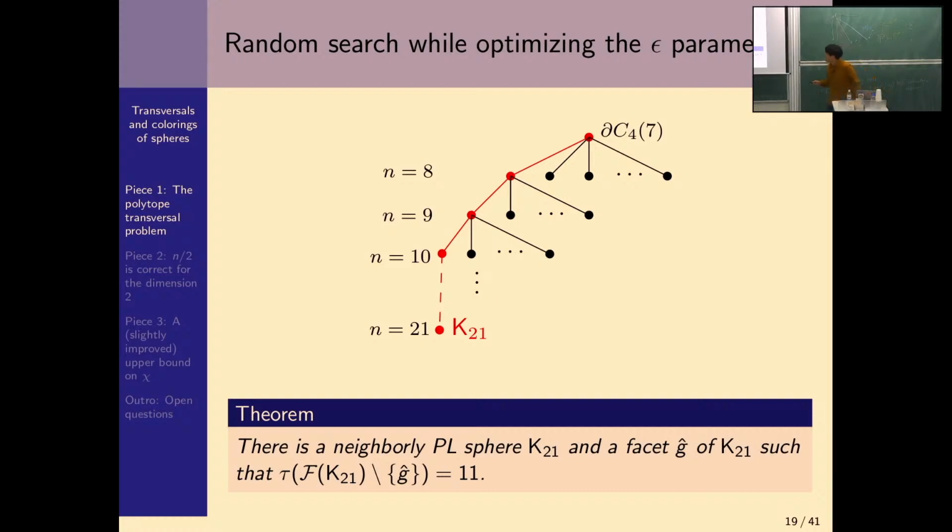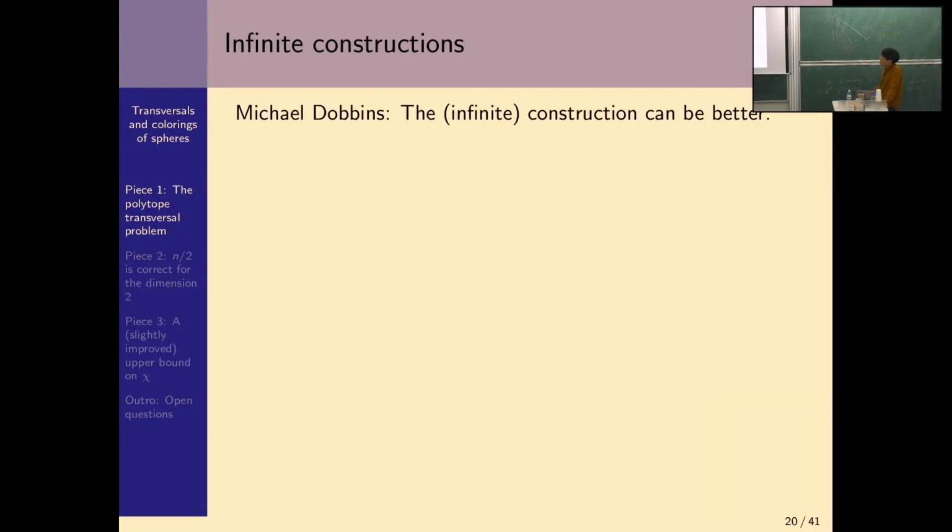And surprisingly, when I arrived at the end, with the size equal to 21, I get K21, which satisfies the following property: there is a facet G hat such that when I remove this facet, the transversal number is exactly 11. So this gives that actually this K21 should have the transversal ratio 11 over 21, right? Then how can we get the infinite construction?